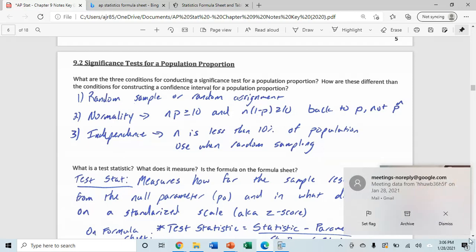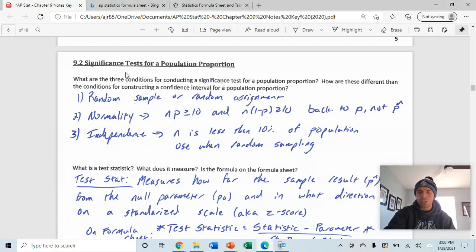So np greater than or equal to 10 and n times 1 minus p greater than or equal to 10. And we still have our same independence condition that your sample size has to be less than 10% of the population size, only when we're dealing with those cases that involve random sampling.